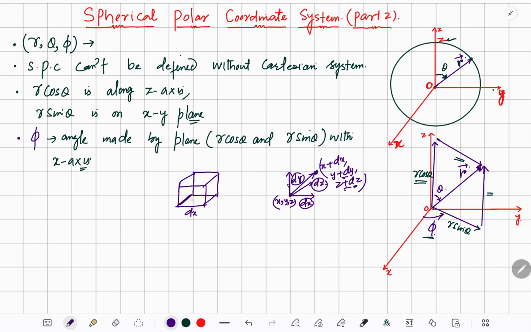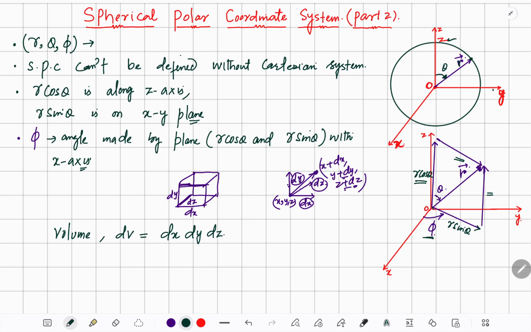One is having dx and dy, and this one is dz. So basically, its volume is volume. I'm explaining it in the Cartesian coordinate system. So the small volume in the Cartesian coordinate system, we write dV. So that would be equal to dx dy dz.